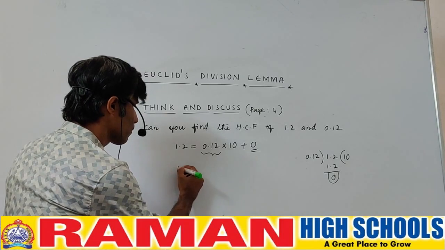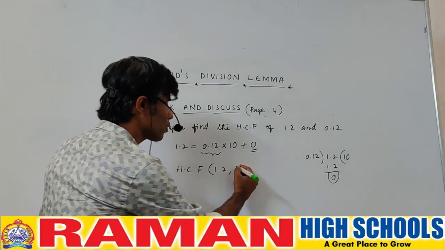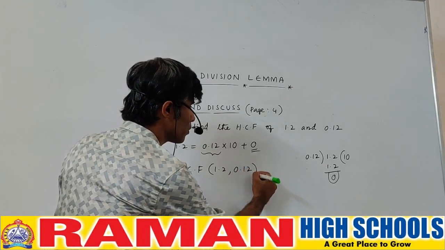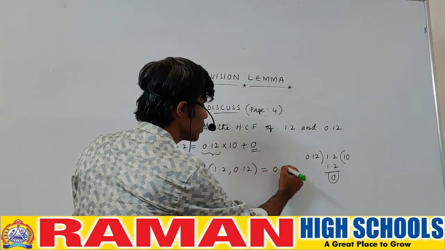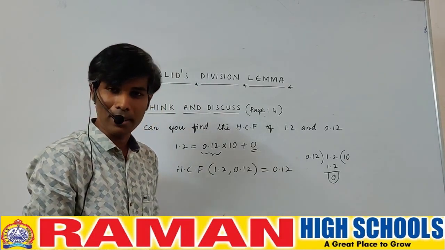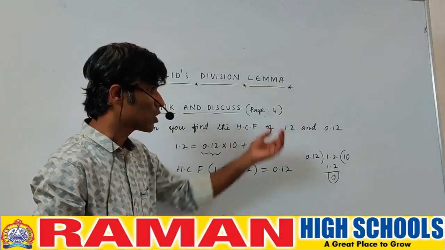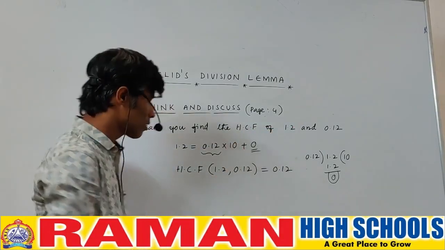Therefore, the HCF of 1.2 comma 0.12 equals 0.12. This is one method. And there is some other method to calculate the HCF of 1.2 and 0.12, which are decimals. So method 2.